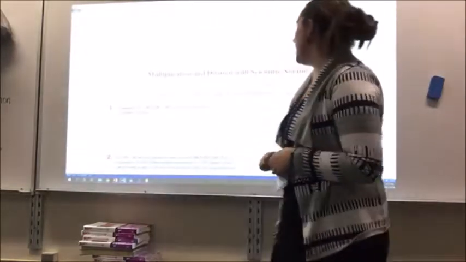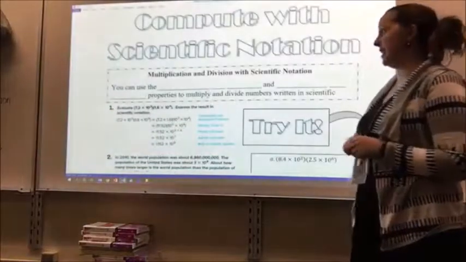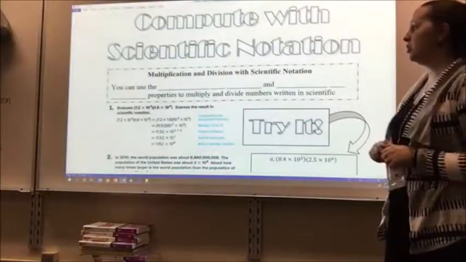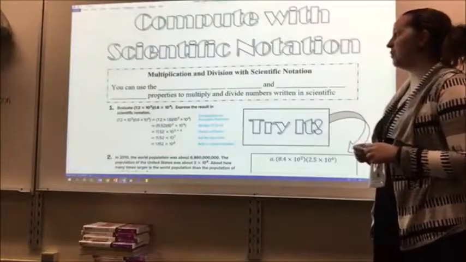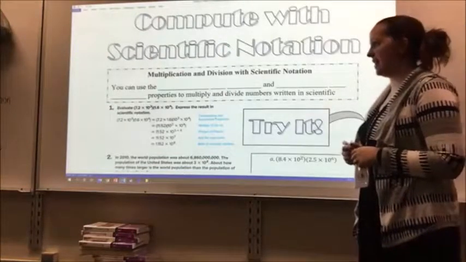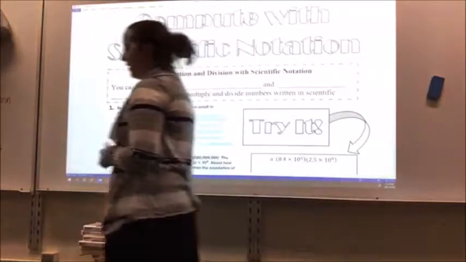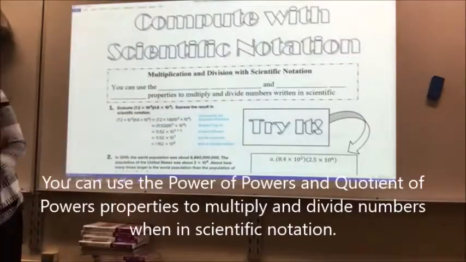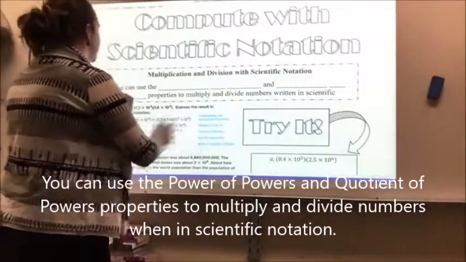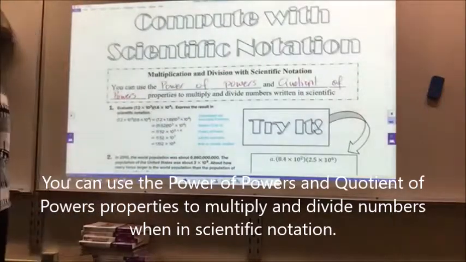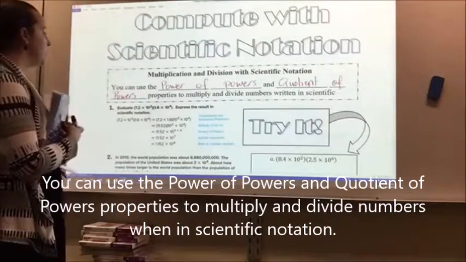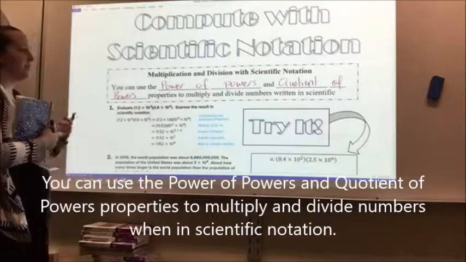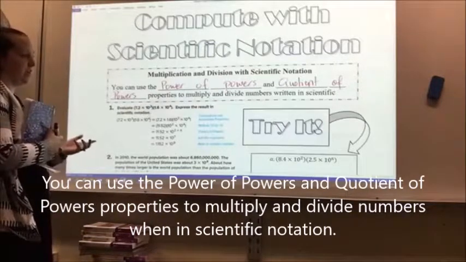The first thing I have is multiplication and division with scientific notation. You can use the blank, blank, blank, and blank, blank, blank properties to multiply and divide numbers written in scientific notation. In those blanks, you're going to write power of powers and quotient of powers. So you can use either of those properties to multiply and divide numbers written in scientific notation.